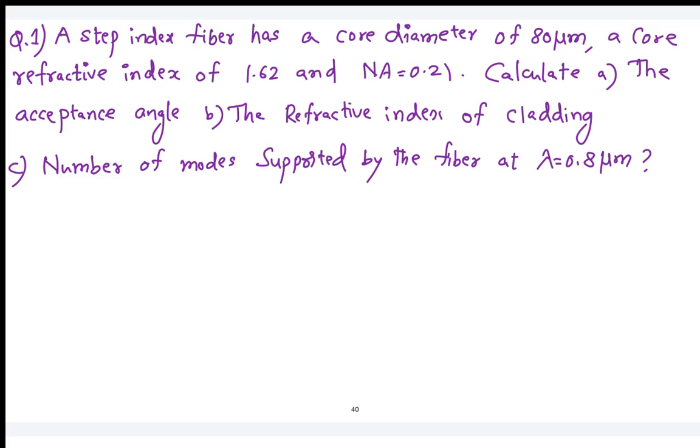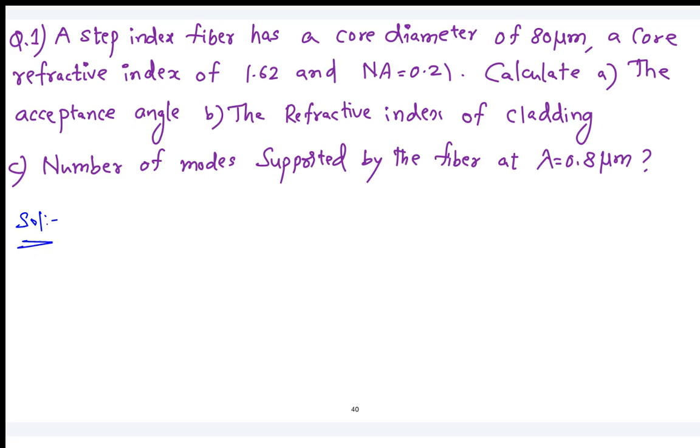See the case. There is a step index fiber with a core diameter of 80 microns, a core refractive index of 1.62 and a numerical aperture of 0.21. Then calculate the acceptance angle. And the second thing, the refractive index of the cladding, and how many modes are supported in that fiber. The first thing is what?